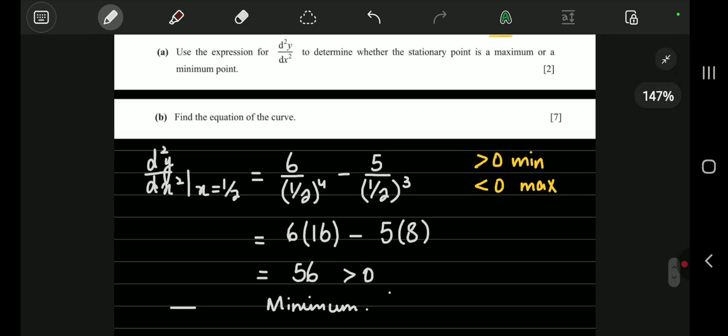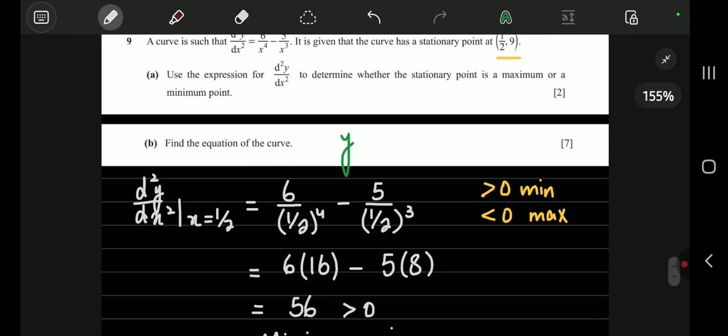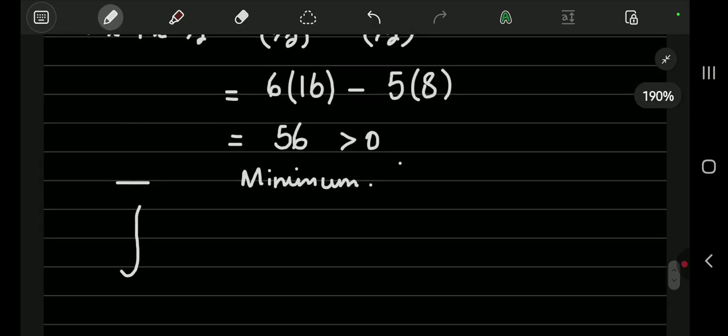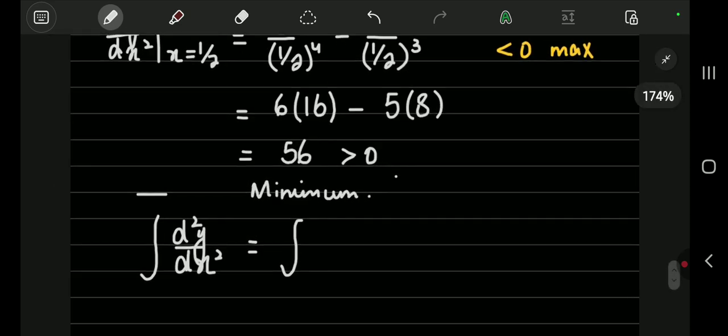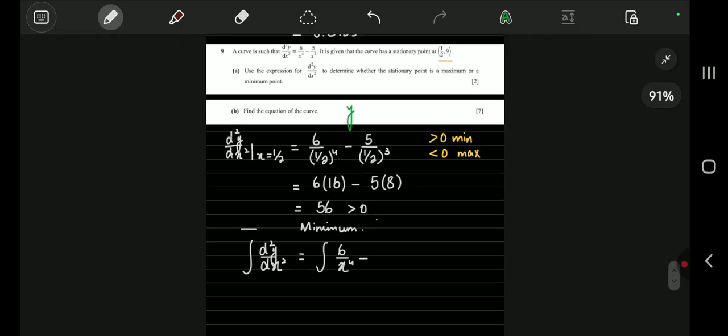Okay, find the equation of the curve. That seems interesting because we have the second derivative, d squared y by dx squared, but we need y. So we have to integrate this twice. The first time you integrate the second derivative you get the first derivative, and when you integrate this first derivative you get y, the equation of the curve. So the integral of this is 6 over x to the power 4 minus 5 over x cubed.